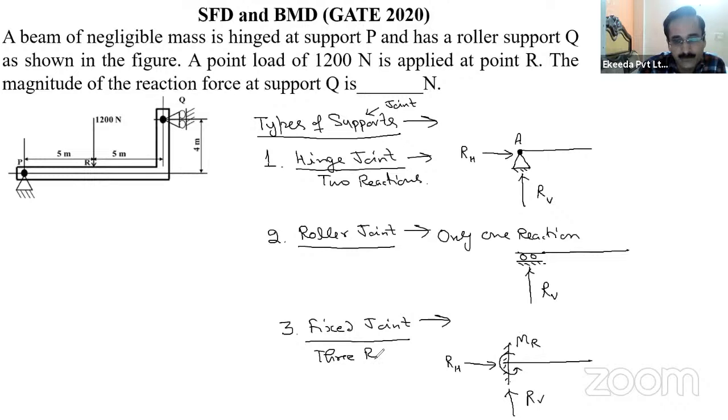Three reactions are there, right? In this case, resisting moment is there, resisting horizontal reaction is there, resisting vertical reaction is there in this fixed joint, right? In a cantilever beam, we have a fixed joint. So these are the three types of joints which will be used in our shear force and bending moment diagram chapter, right? So let us come to this question.